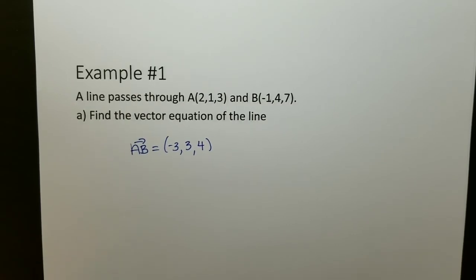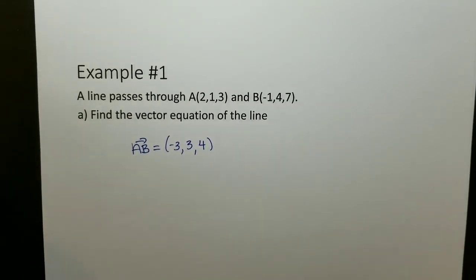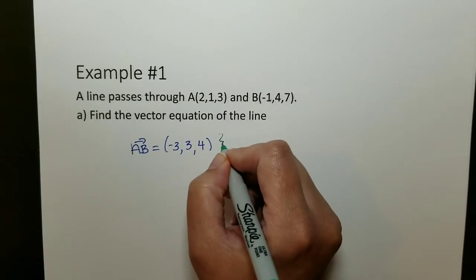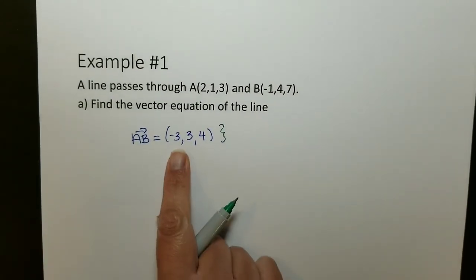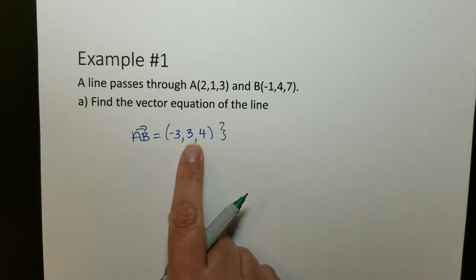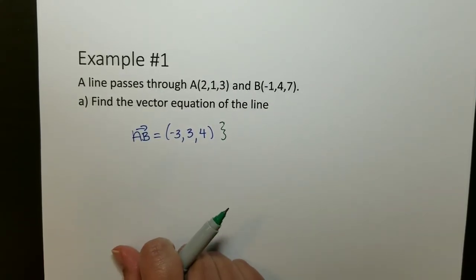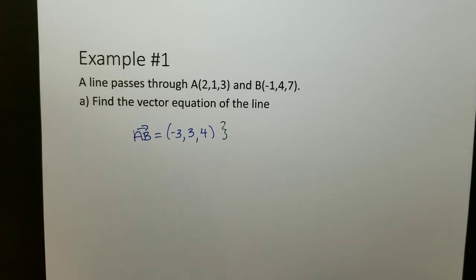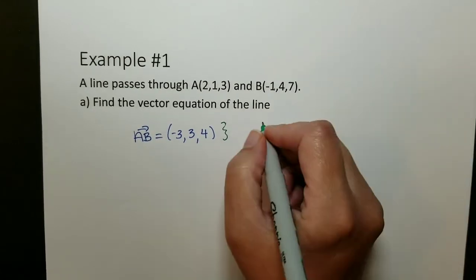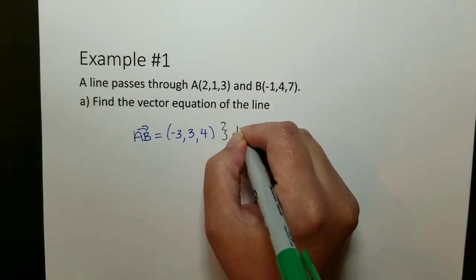Remember, this is not unique. This is one possible direction vector. Maybe another person in the class found vector BA. Another person really doesn't like 3s, so multiplied them all by 5 and said it's (-15, 15, 20). That's still okay. It can be any scalar multiple of this. So this is my direction vector.